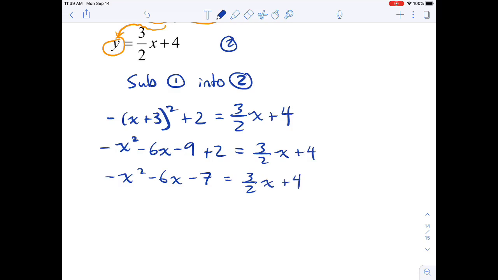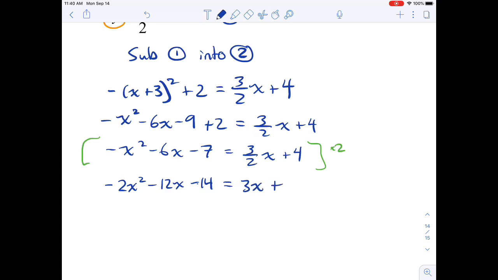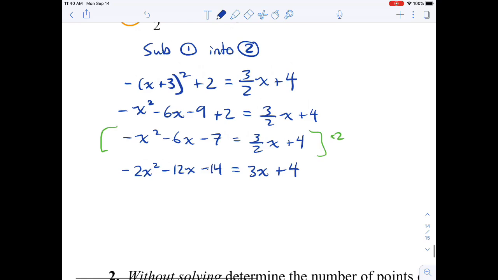And now I do want to continue trying to collect like terms and get this into standard form, so everything together on one side and 0 on the other. But remember, in standard form, we also don't want any fractional coefficients. So one thing I'm going to do right now at this next stage is think about just taking everything in this equation and multiplying it by 2, doubling every term. So negative 2x squared minus 12x minus 14 is equal to, and now we can say just 3x plus 8. So we've gotten rid of that fractional coefficient that was there. And now I'm going to move everything over to the right side, so I have 0 on the left side.